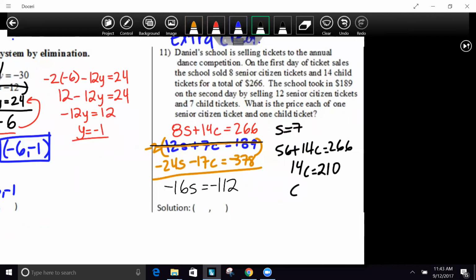C is equal to what? So 15 would be your answer.